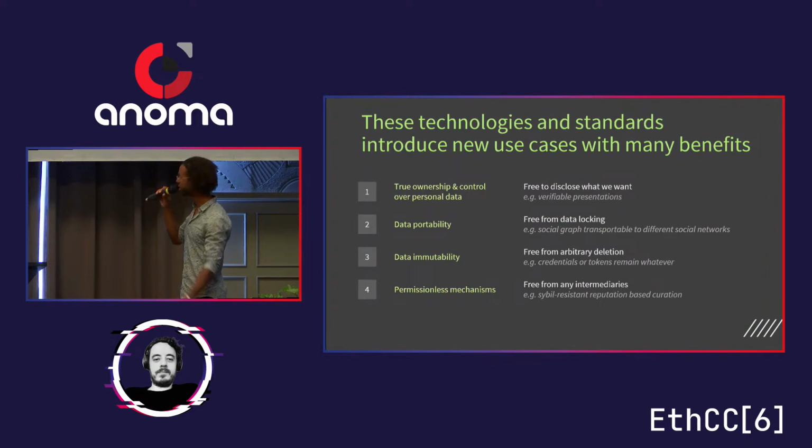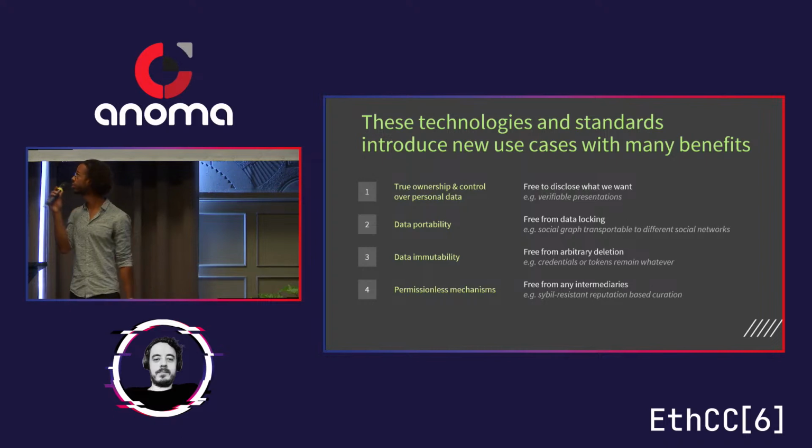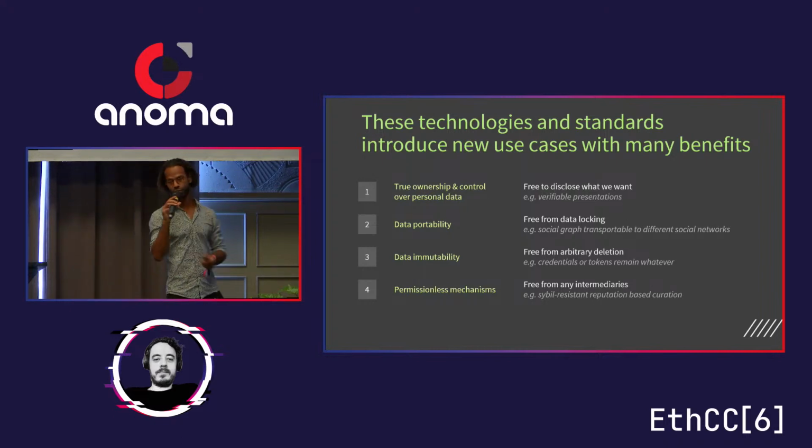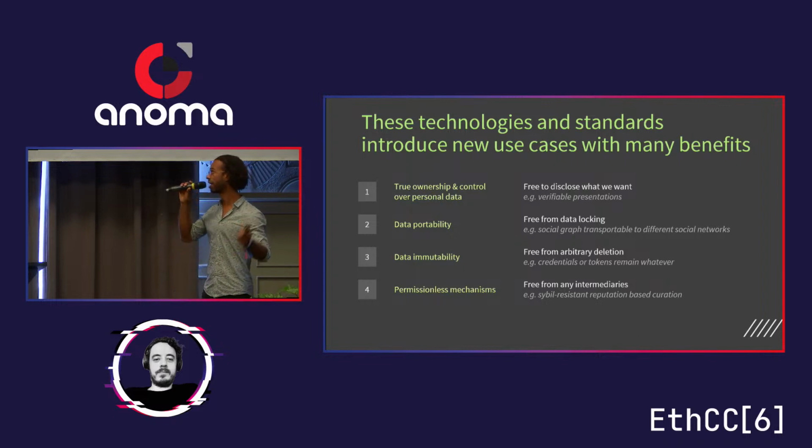So this brings these benefits. True ownership and control over personal data, so you disclose only what you want to disclose. Data portability for the social graph, for example, you can use your data for any social network. Data immutability, so the intermediaries can't remove your data; it's forever, and it enables any permissionless mechanism.